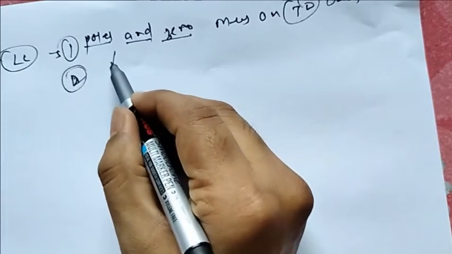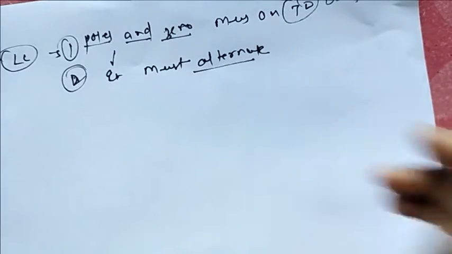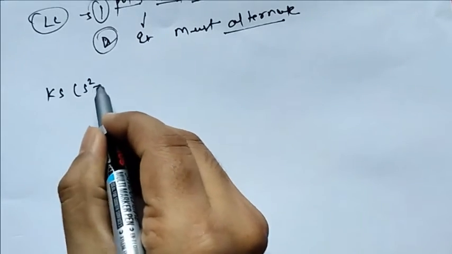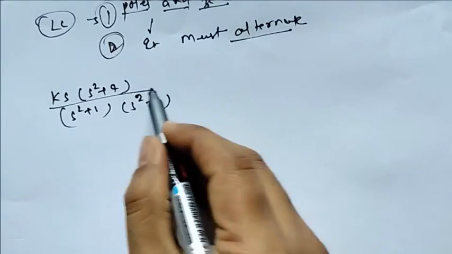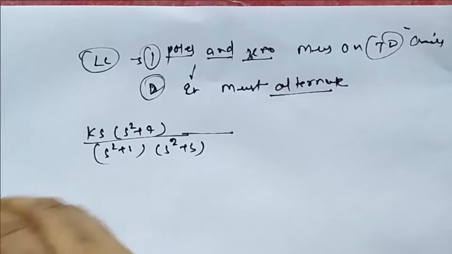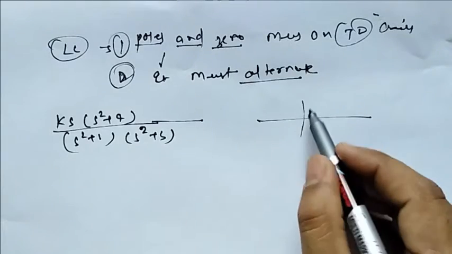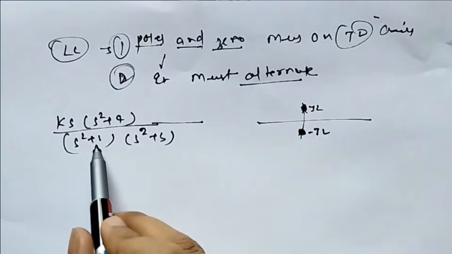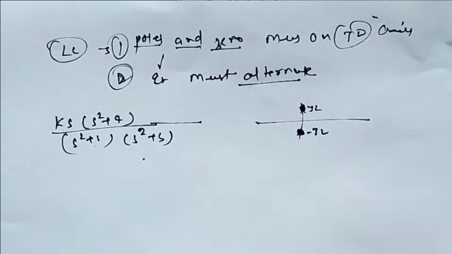And the second point, it must alternate. Now if it must alternate, let me check some function. K times (s square plus 4) by (s square plus 1)(s square plus 3). Now is it an LC function? If you see the pole and zero mapping, zeros are at plus minus j2, but poles are at 1 and 3.